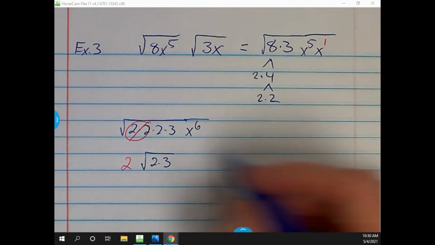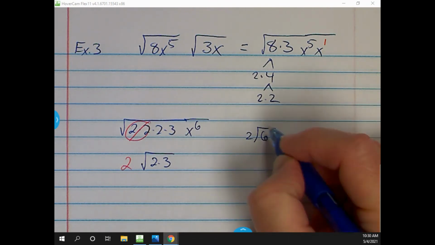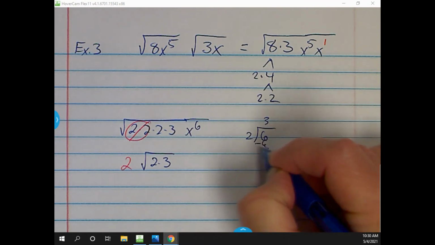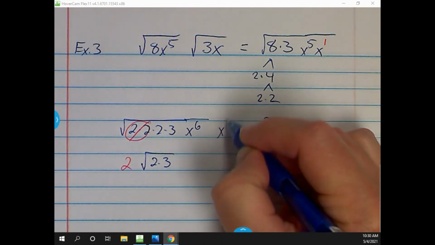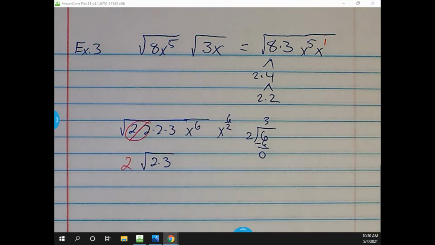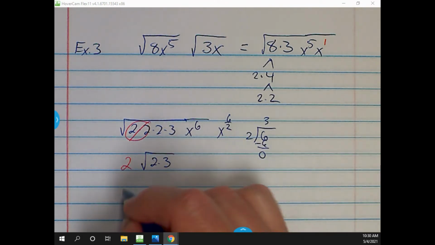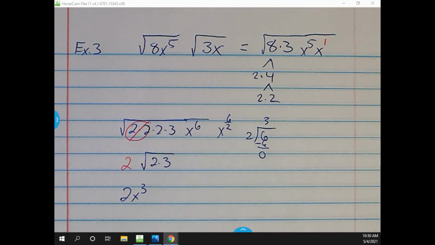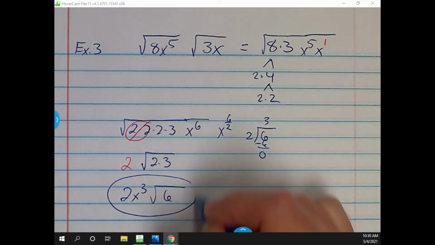And if you do square root of x to the 6th, well, we're going to take 2 and divide it into 6. And that'll go 3 times with no remainders. So we're going to take an x to the 3rd and put that on the outside. So that'll be 2x to the 3rd on the outside. No x's on the inside, so go ahead and multiply the 2 times 3 together to make that just a 6 on the inside.